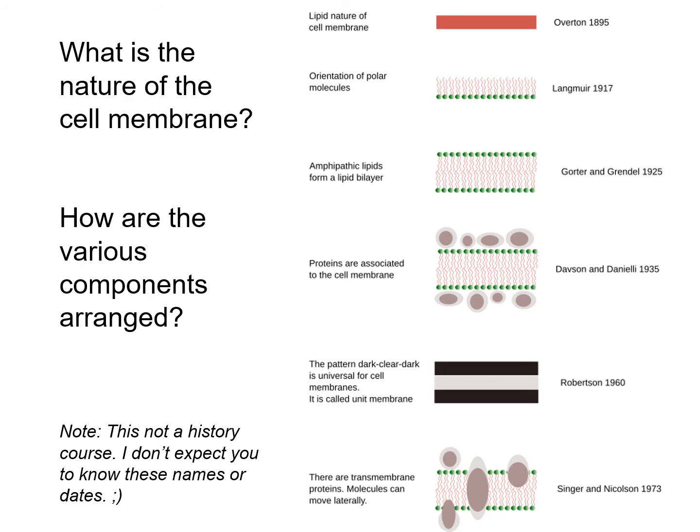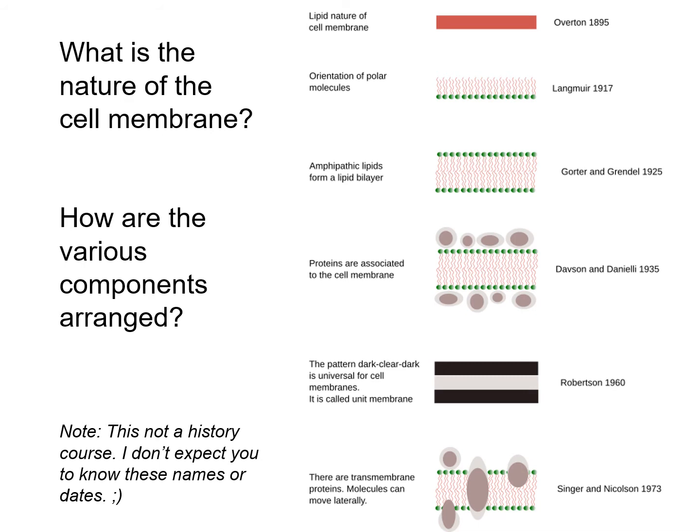When the electron microscope came into widespread use, people were able to look at the plasma membrane and see those two dark lines that I showed you in that photograph earlier. And this was something they saw in all membranes. And they started referring to this as the unit membrane. But again, people weren't quite sure what those dark lines were.